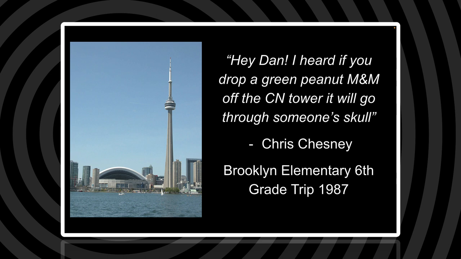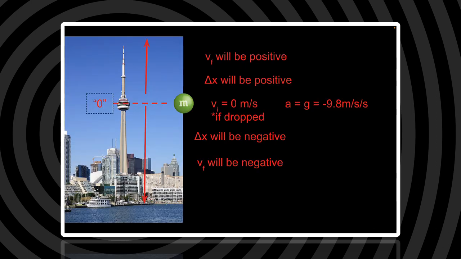So once upon a time, a long, long time ago, at Brooklyn Elementary in sixth grade, we took a trip to Toronto. I have no idea why they wanted to go to Toronto. It seems to me like this is just crazy. But one of the highlights of this time was going to the CN Tower. And my friend Chris Chesney said, "Hey, Dan, I heard that if you take a green peanut M&M, I have no idea why it was green peanut M&M, but if you take a green peanut M&M and drop it off the CN Tower and it hits somebody, it'll go through their skull." So, needless to say, well, I'm not going to say anything more about that. So let's talk about dropping things from the CN Tower.